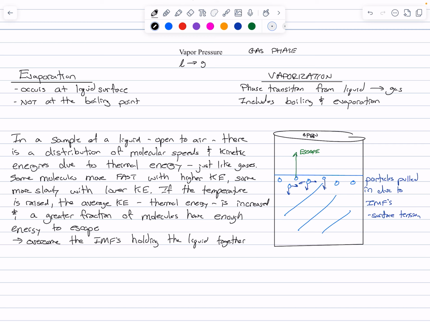So you need energy to escape, right? The intermolecular forces are pulling the water, in this case, or whatever liquid you have, in. They're pulling it in. And then if the molecule has enough energy, like for example, a water molecule, it can leave. And when we add temperature to the sample of liquid, more of those water molecules can leave. And when we cool it down, less can leave.